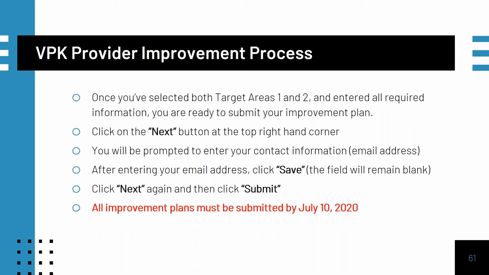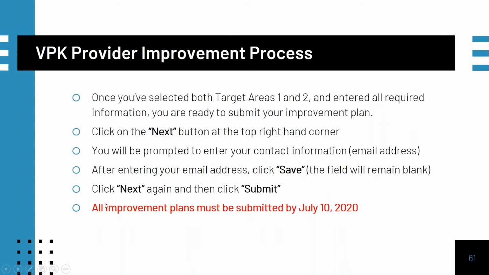You don't have to worry about entering that email address again. You're just going to click Save, then click Next again, and then click Submit. Like I mentioned earlier, the plan stays in that save status unless you click Submit. So after you're done entering all your information into your improvement plan and you feel it's ready to be submitted, please go ahead and click Next and click Submit.